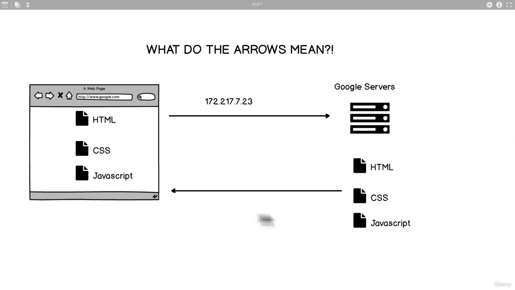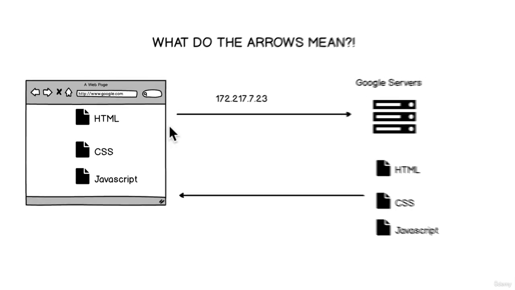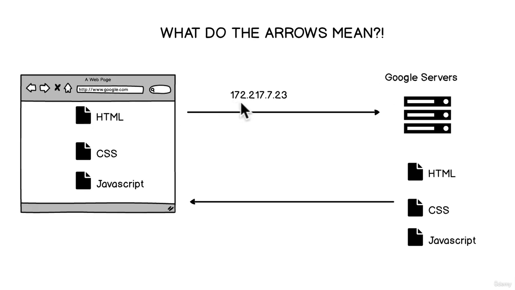So we recognize this because I've been talking about it for the last couple of lessons. But some of you may have had a question: what do the arrows mean? I mean, it's kind of like magic, right? I just told you that we send off the IP address to the servers. The server responds with some files, but this is just magic. Like, what do these arrows mean? So we're going to talk about that in this lesson.